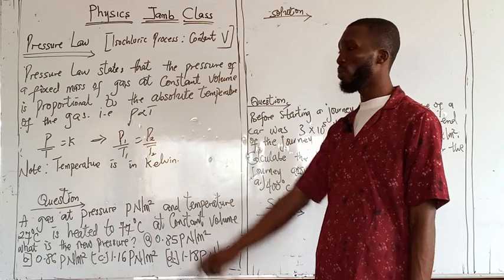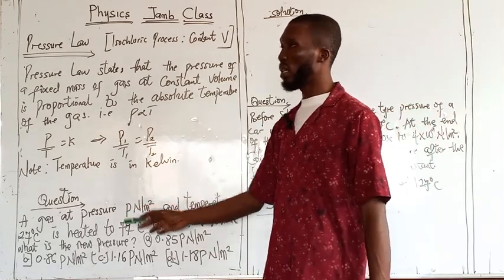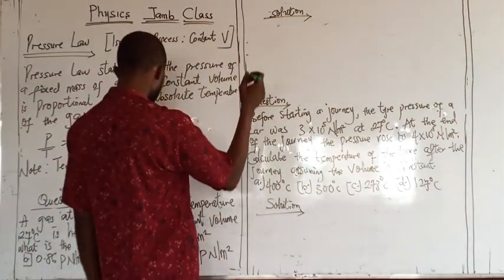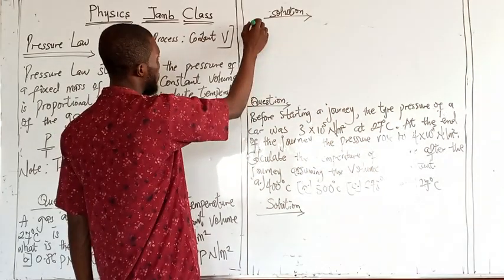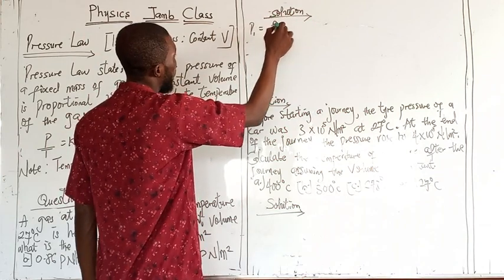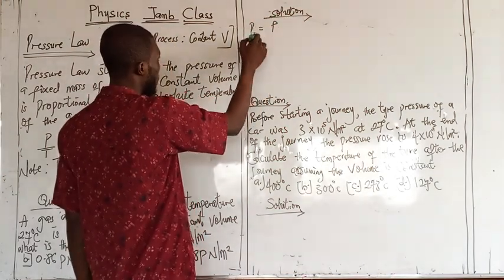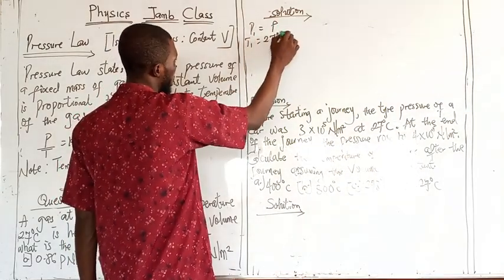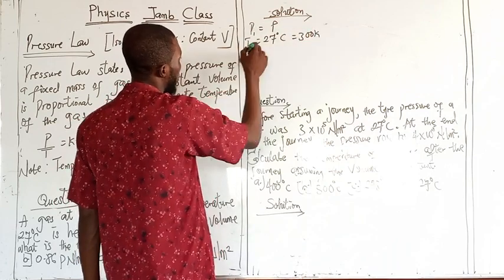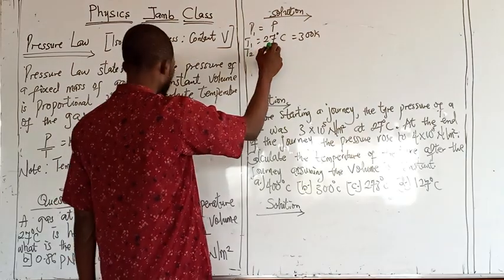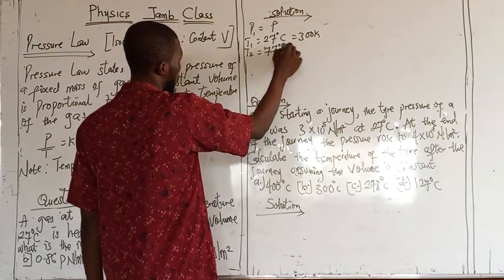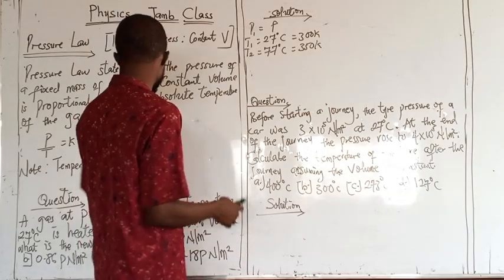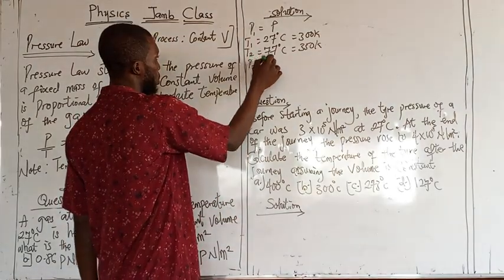So the answer is expressed in terms of P. So we're going to try to find our answer in terms of P and see what we have. So from here, we're given our initial pressure, that is P1, equal to P, and our T1 equal 27 degrees Celsius equal 300 Kelvin, and T2 equal 77 degrees Celsius, which is equal to 350 Kelvin. We add 273. Then our P2 is unknown.